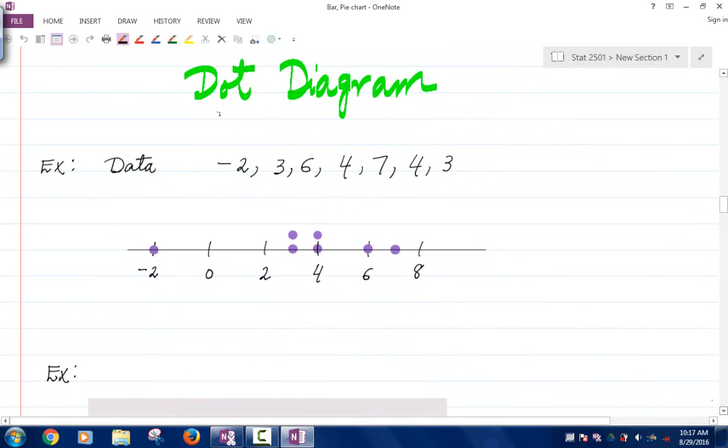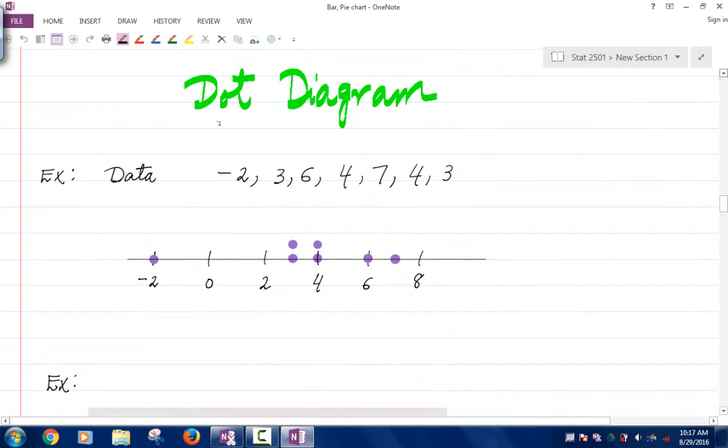Okay, so that should be enough for the bar graph and pie chart. What I want to look at now is the dot diagram. Does anybody have any questions on the previous example?